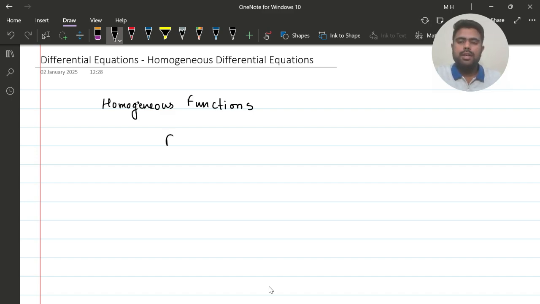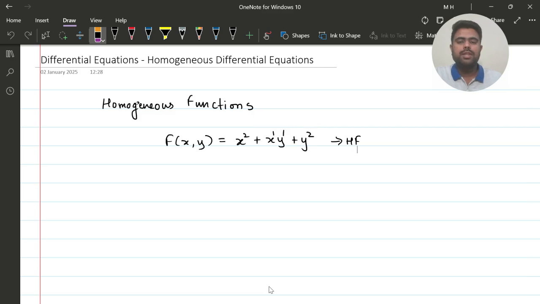Consider a function, let us say f of x comma y, which is a function of x and y, given by x square plus xy plus y square. So it is a function in both x and y. If you look at the power of the first term, it is 2. The power of the last term is 2. The power of the second term is 1 and 1, but the sum is 2. So there is a homogeneity in the powers of the terms. Such a function is called a homogeneous function.